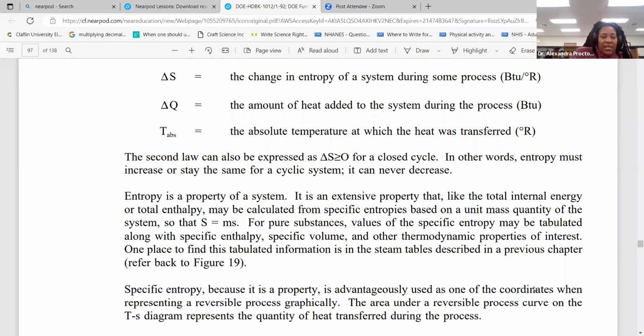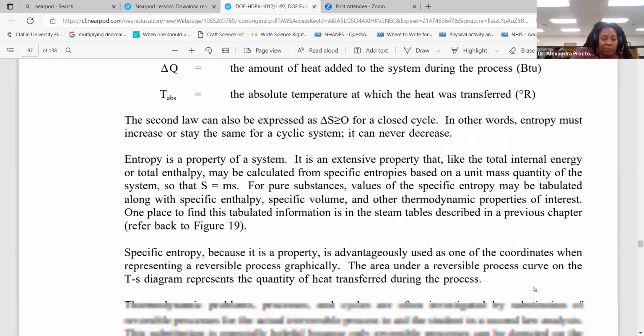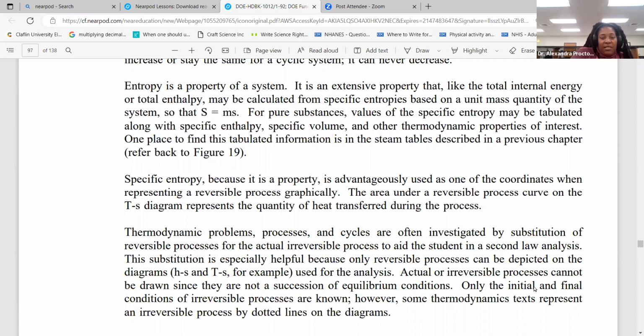One place to find the tabulated information is in the steam tables described in the previous chapter. Refer back to figure 19. And specific entropy, because it's a property, is used as one of the coordinates on the graph for a reversible process. And the area under the curve, we call that the AUC. For a reversible process, the TS diagram represents the quantity of heat transferred during a process. Okay.